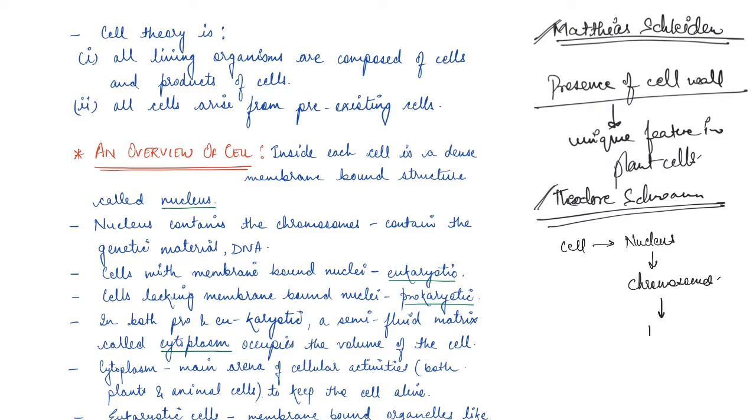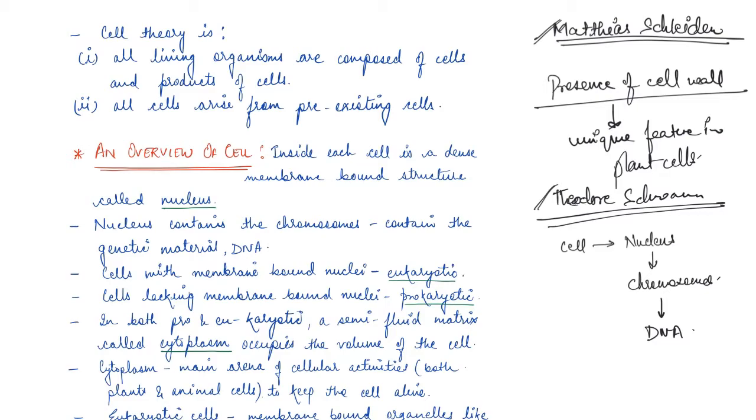And these chromosomes have the genetic material, which is nothing but the DNA, right? Now, some cells have membrane bound nuclei, and these are known as eukaryotic cells. And there are some cells which lack a membrane bound nucleus, which are known as prokaryotic cells.